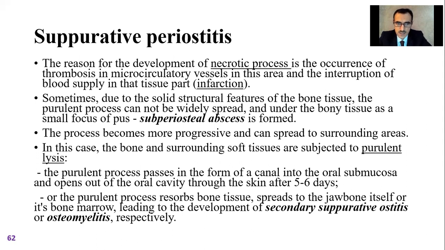In this case, the bone and surrounding soft tissue are subjected to purulent lesions. The purulent process passes in the form of a canal into the oral submucosa and opens out of the oral cavity through the skin after 5-6 days. Or the purulent process resorbs bone tissue and spreads to the jawbone itself, or its bone marrow, leading to the development of secondary suppurative osteitis or osteomyelitis respectively.